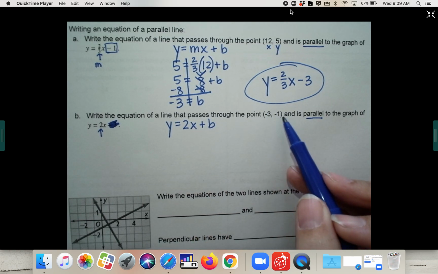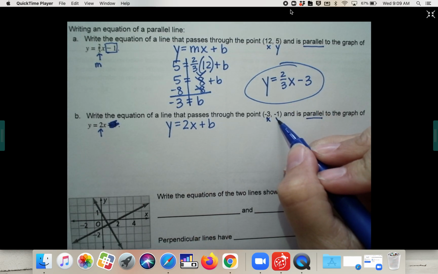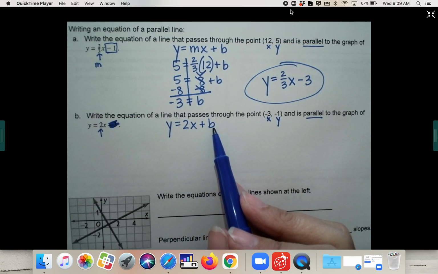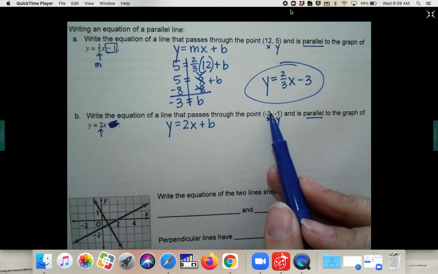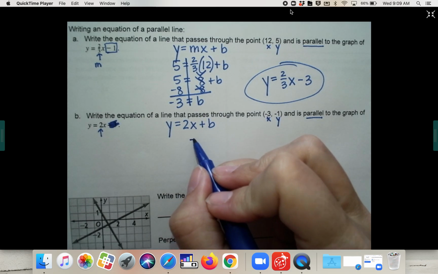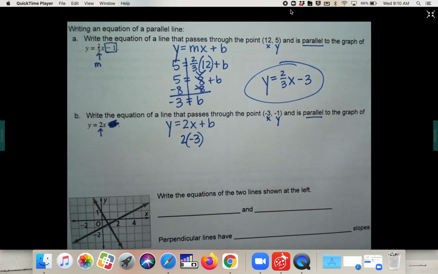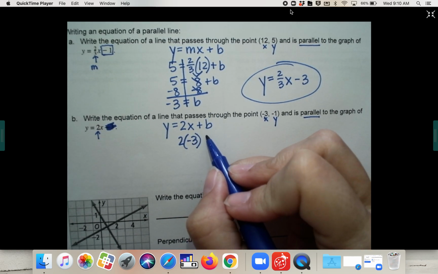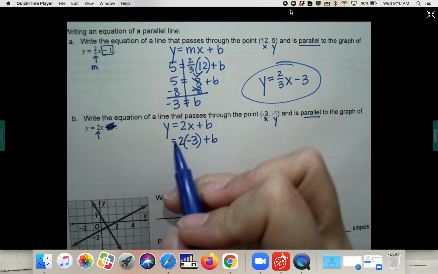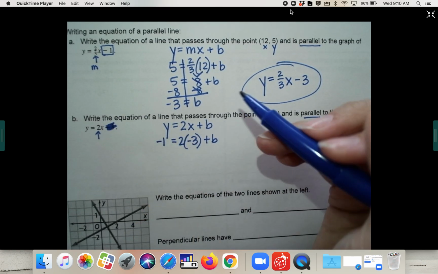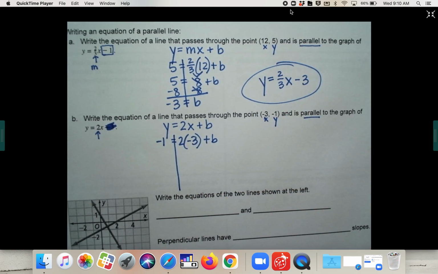And now let's borrow this x and y coordinate and just plug it into the x and the y to solve to find what our b is going to be. So we're going to borrow -3 for x. Let's bring down the 2, and these get multiplied, so I always put -3 in parentheses. We don't know what b is, leave it plus b. We do know what y is for now because we're borrowing this -1 for y, and we're solving it just to get our new b.